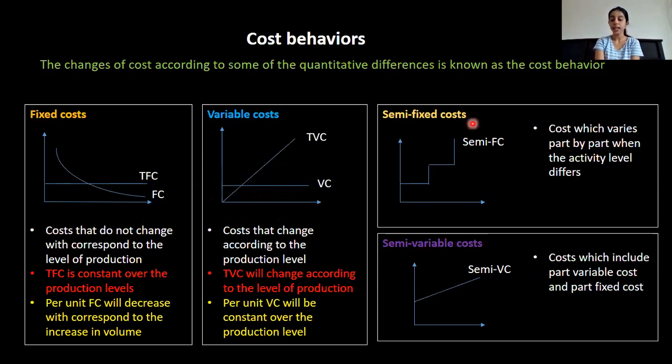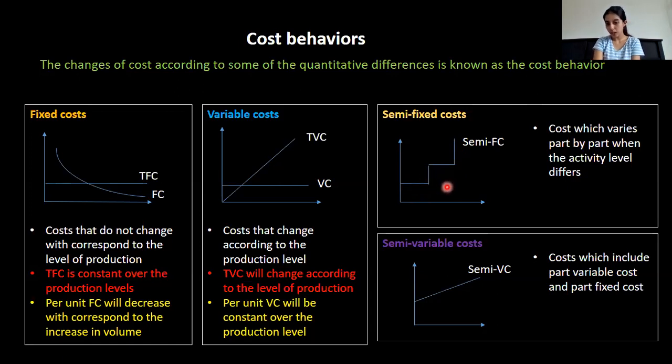And then let's focus on the semi-fixed costs. What are these semi-fixed costs? Let's focus on this curve first. Let's take an example, the electricity bill. How do they charge? From the 0th unit to the 100th unit, let's assume that they're charging 5 rupees per unit.